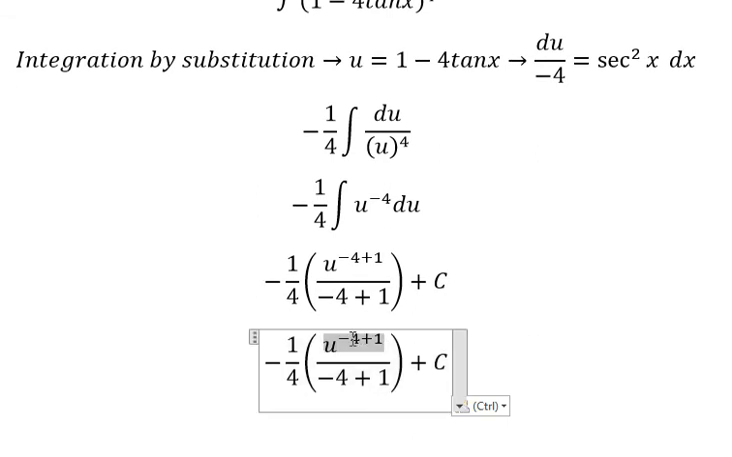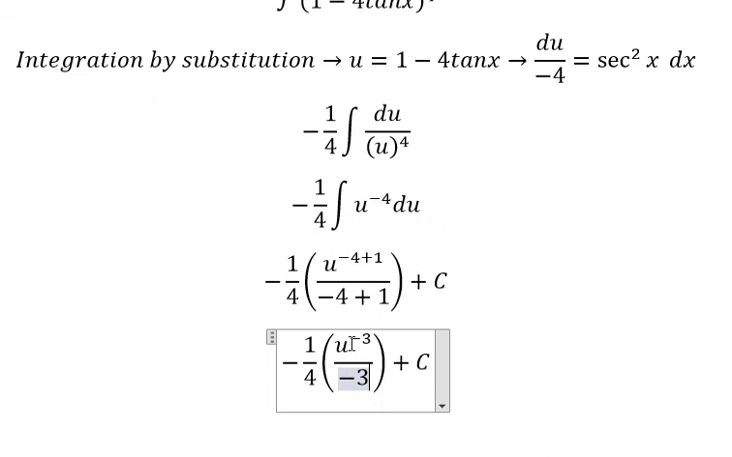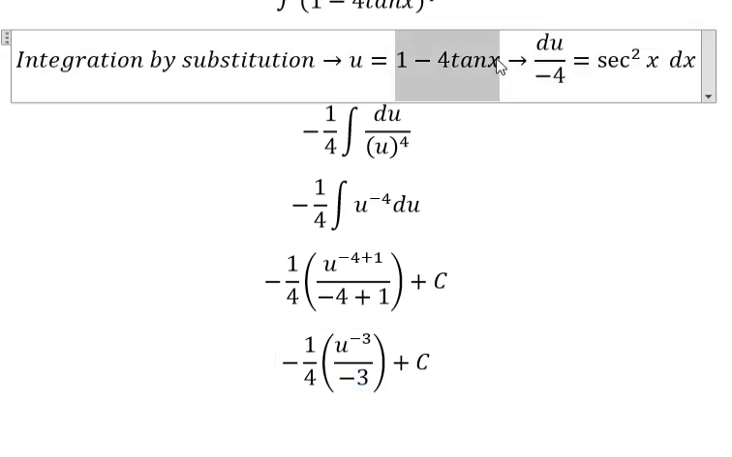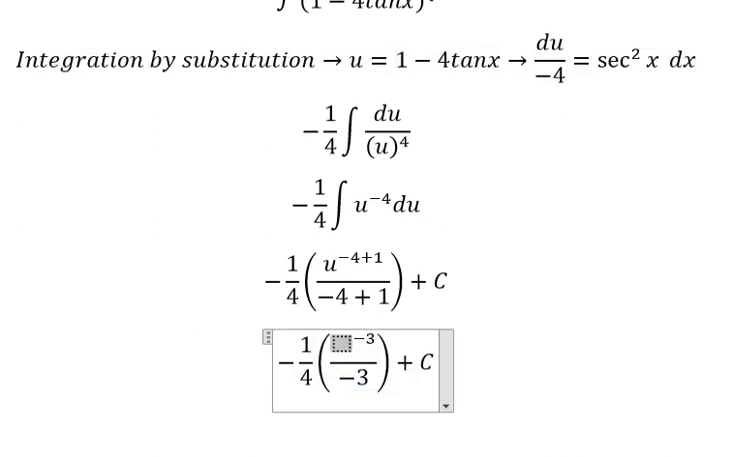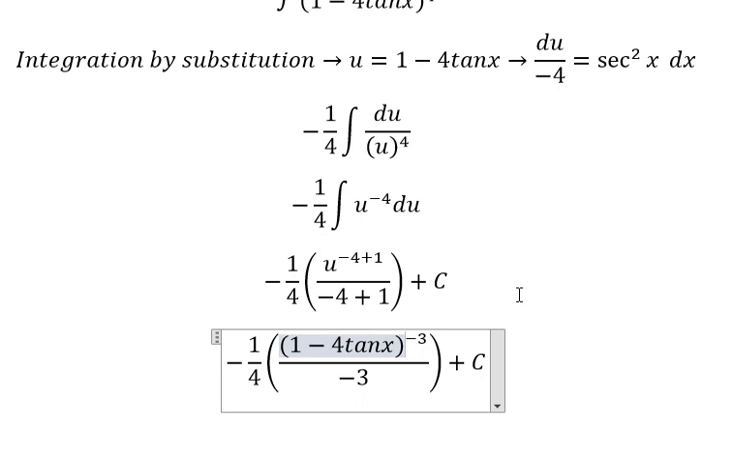This one you get negative 3 u, that's about this one. Negative 4 times negative 3, you get positive 12.